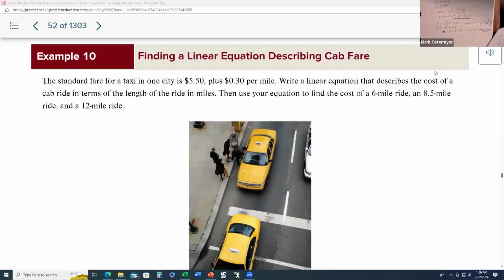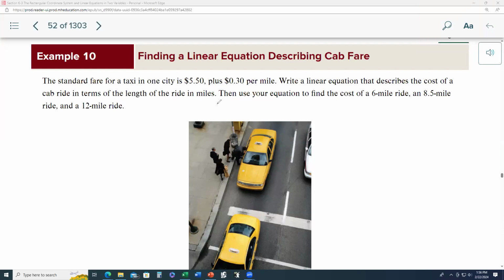A standard fare for a taxi in one city is $5.50 plus 30 cents per mile. Write a linear equation that describes the cost of a cab ride in terms of the length of the ride in miles. Then use your equation to find the cost of a 6-mile ride, an 8.5-mile ride, and finally a 12-mile ride. All right, so how are we going to do this? Let me ask you this question here. I see two numbers in this word problem. One of them is the slope and the other one's the y-intercept. Which is which? How do you identify these numbers?